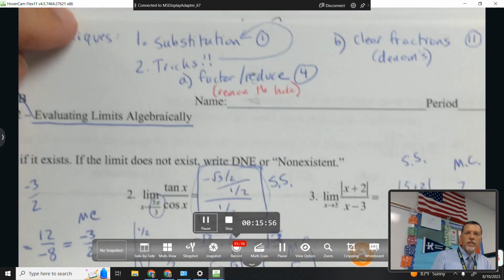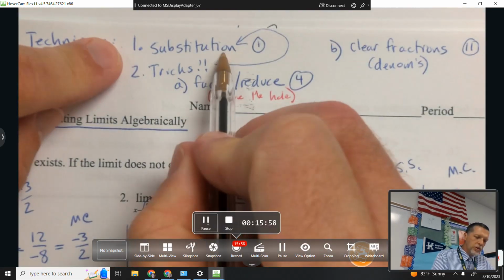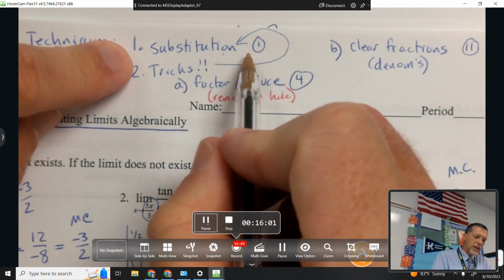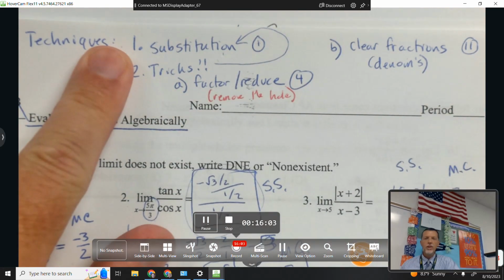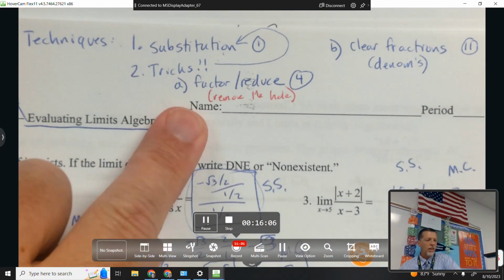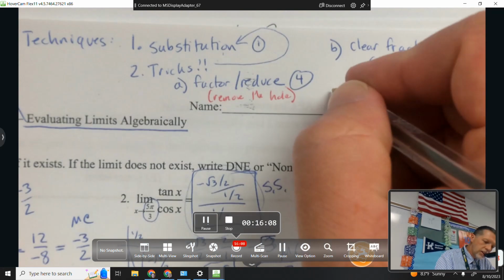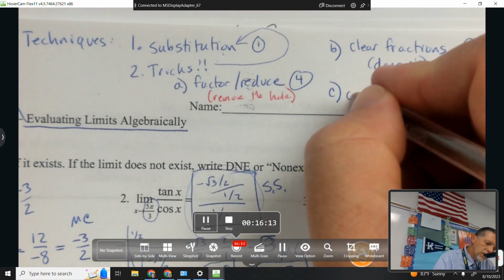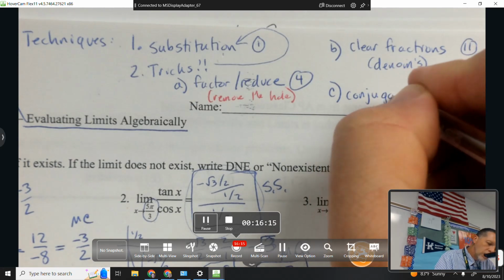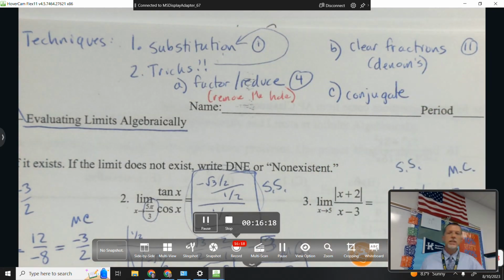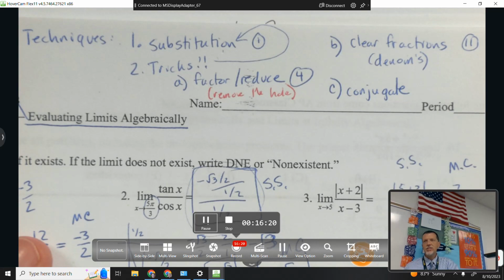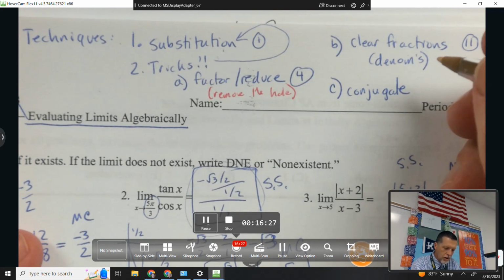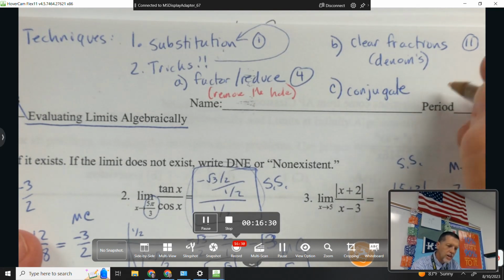Okay, so back to big picture here. Always try substitution first. If it doesn't work, meaning you get 0 over 0, you have to try one of the tricks. Factor and reduce, clear the denominators, and lastly, with square roots, we'll multiply by the conjugate. Multiply by the conjugate. This is going to be another algebra gymnastics going on here. So you look at 13, 14, 15, there's lots of square roots going on. Let's do number 13.